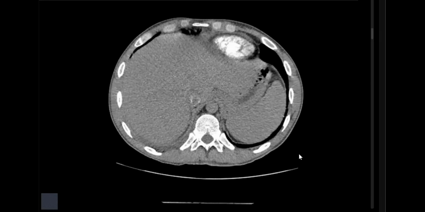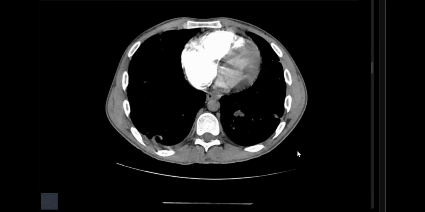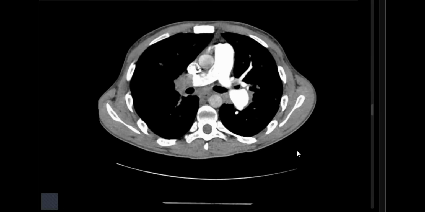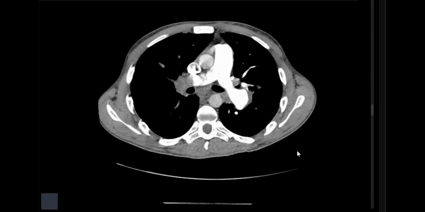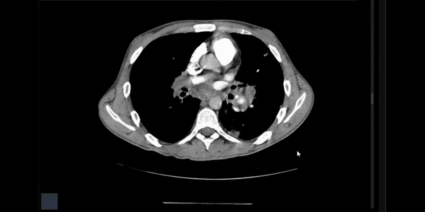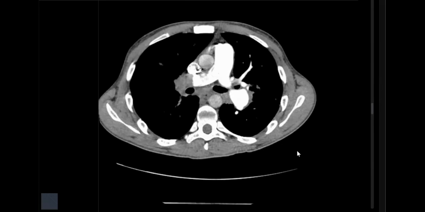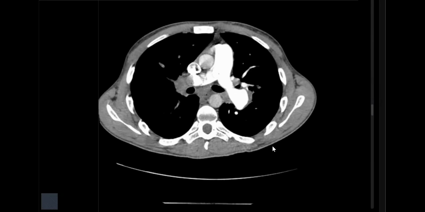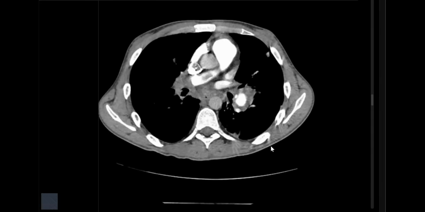Now I will come back to my observation. First of all, I noticed that there is a filling defect within the right main pulmonary artery that is representing pulmonary embolism.